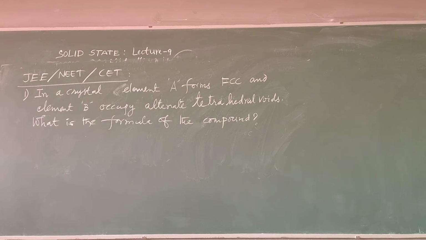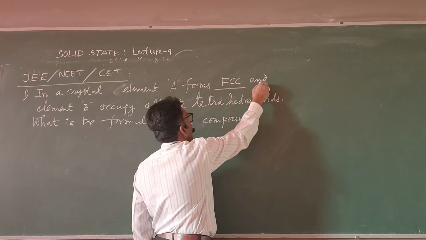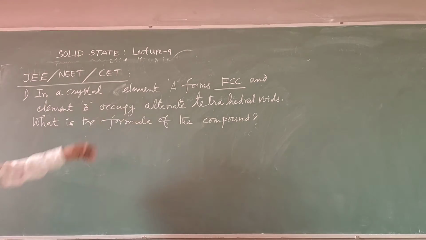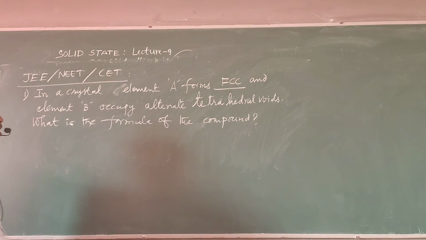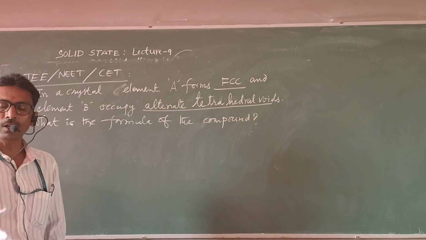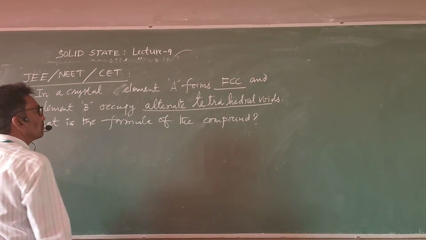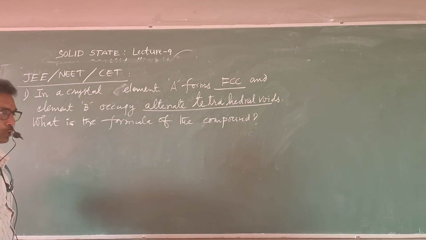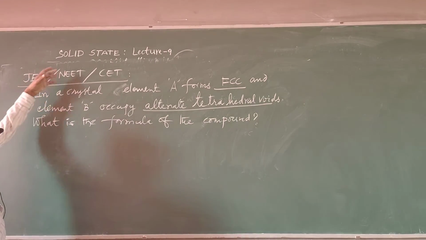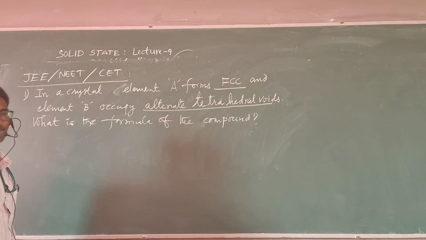In a crystal, element A forms FCC and element B occupies alternate tetrahedral voids. Very, very important: alternate tetrahedral voids. Next, what is the formula of the compound? This question is exclusively useful for JEE, sometimes NEET or CET also. So largely, this question is going to be asked in JEE.